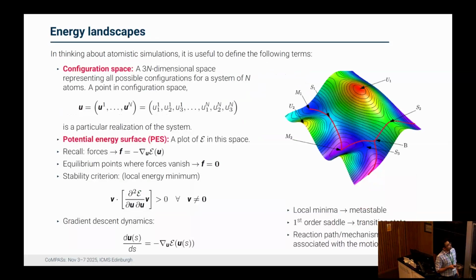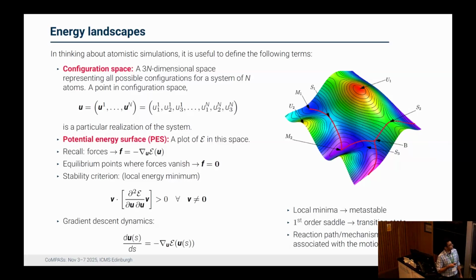And the potential energy surface, you can think of it as each point on a potential energy surface being a particular realization of the system, and it is just a plot of this energy. Recall that forces are the gradients of the energy, and the equilibrium points are where these forces go to zero, that is, the gradients vanish. So here we have a minimum. So that's an equilibrium point. The saddle, although it is not stable, is also an equilibrium point, and the higher order saddle is also an equilibrium point. And the stability is given by the Hessian.